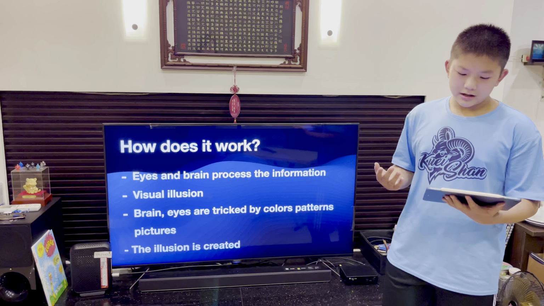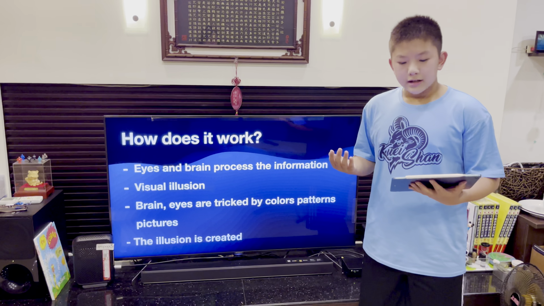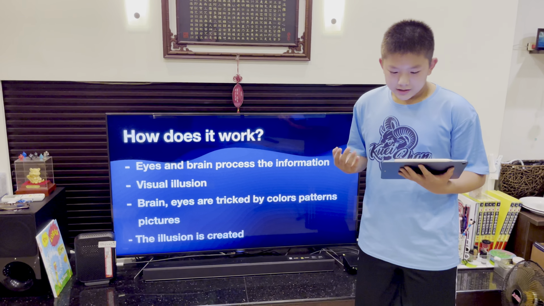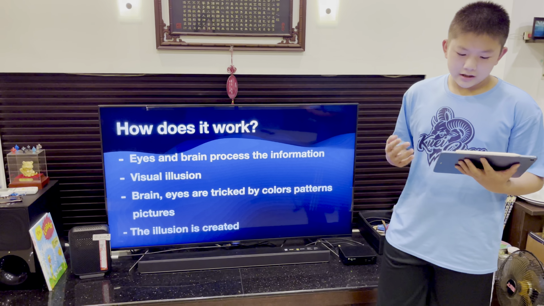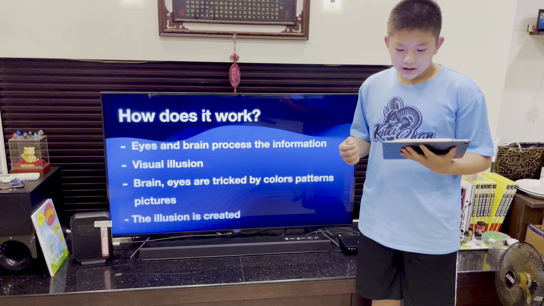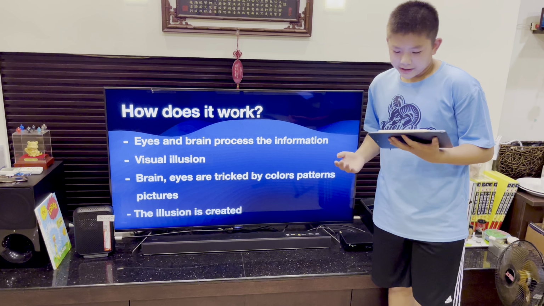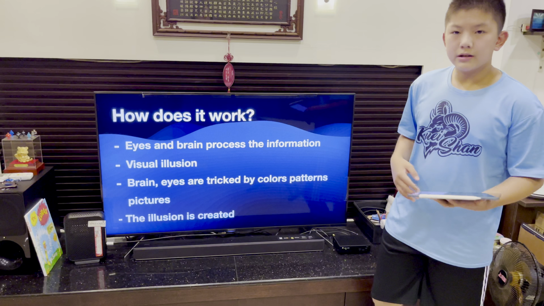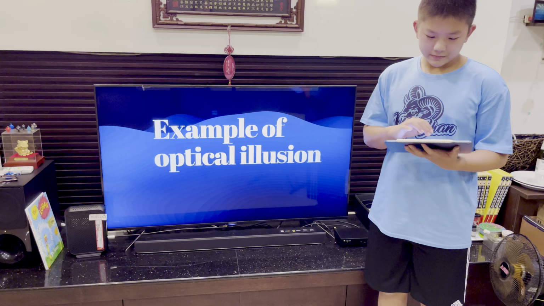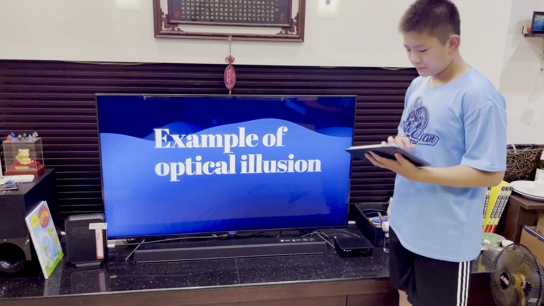The brain and eyes are tricked into seeing and not seeing through the images, colors, and patterns of the object or picture, and that is how an illusion works. Here is an example of an optical illusion.